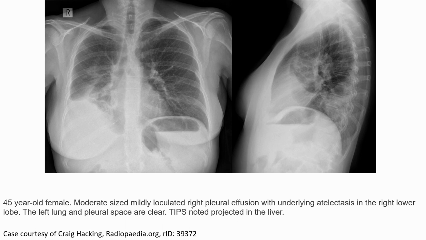Case of a 45-year-old female, her chest radiograph shows a moderate-sized, mildly loculated right pleural effusion with underlying atelectasis in the right lower lobe. The left lung and pleural space are clear. The tip of the line is projected in the liver.